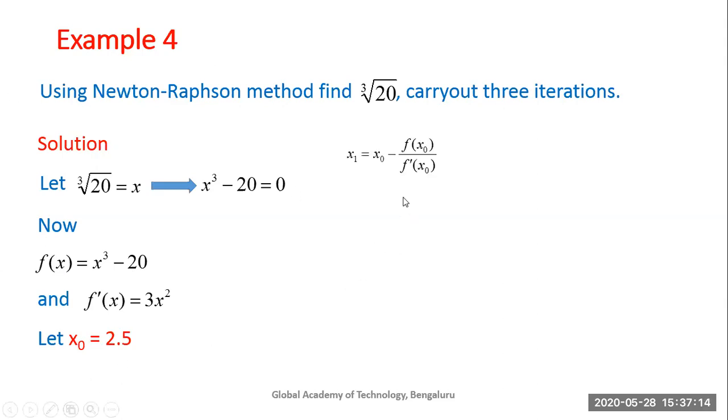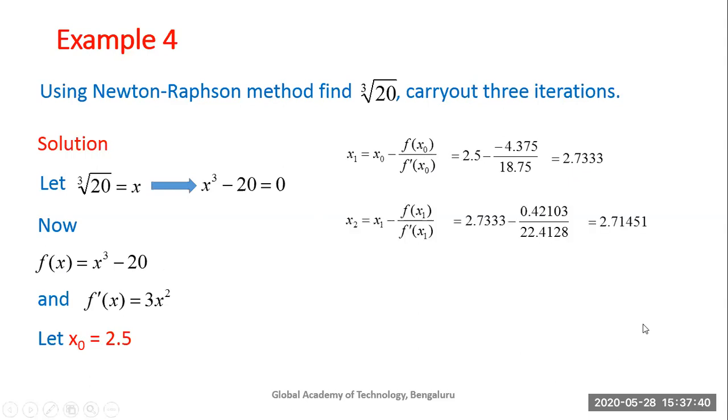Then find x1, which is x0 minus f of x0 by f dash of x0. x0 is 2.5. f of x0 is 2.5 whole cube minus 20. We get minus 4.375. f dash of 2.5 is 3 into 2.5 square. We get 18.75. So the total value is 2.7333. Using x1, find x2. So we get 2.71451.